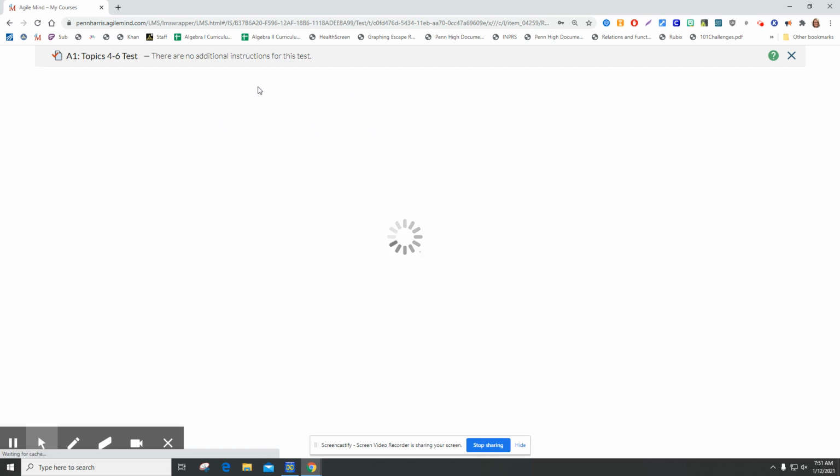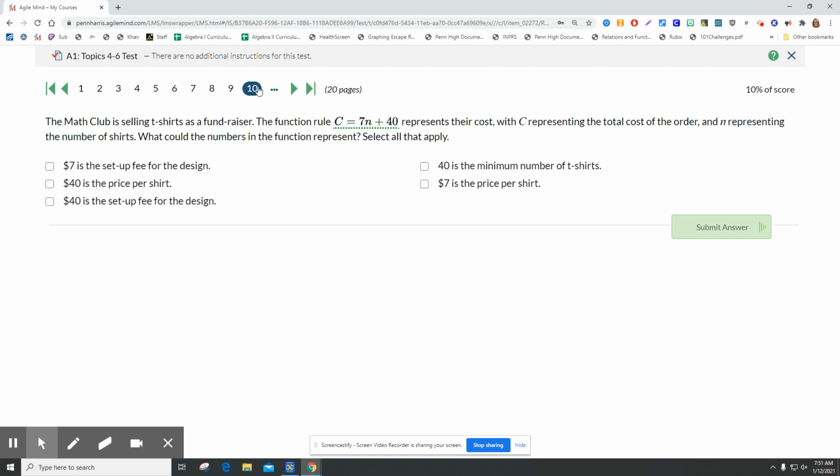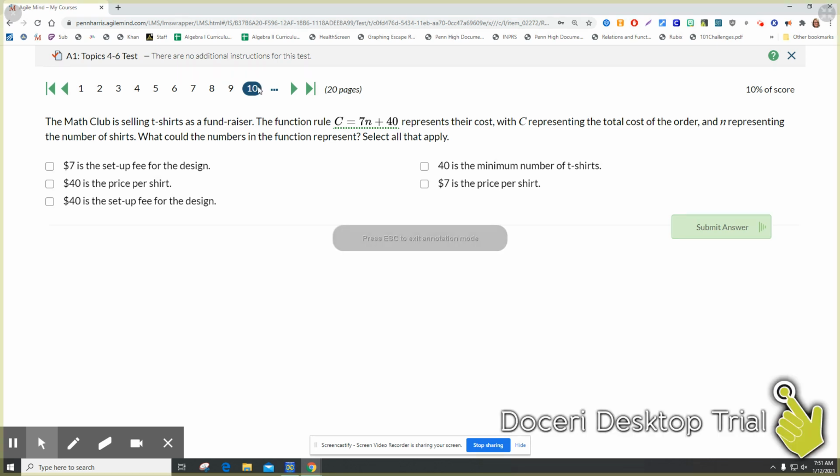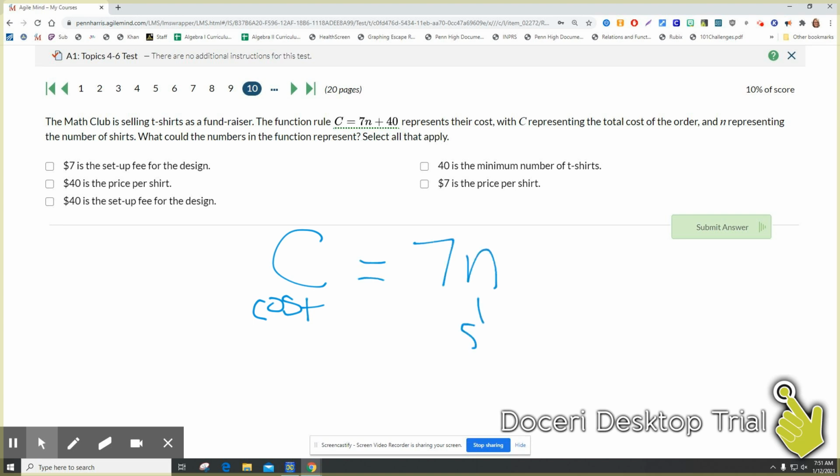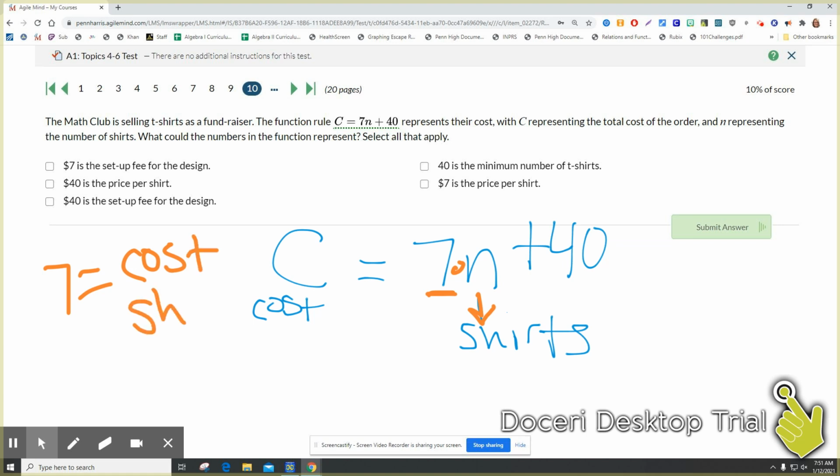Number 10, the Math Club is selling t-shirts as a fundraiser. The function rule is C equals 7n plus 40 to represent their cost. My C represents my total cost. N represents the shirts. What could the numbers in the function represent? So let's talk about each number. The number multiplying the shirt, the 7, means that that is the cost per shirt. $7 equals the cost of the shirt. So when I look at that, I see this one right here as an answer.